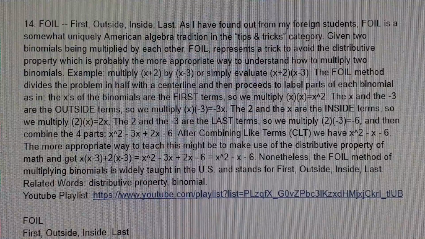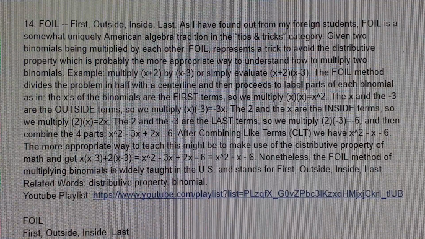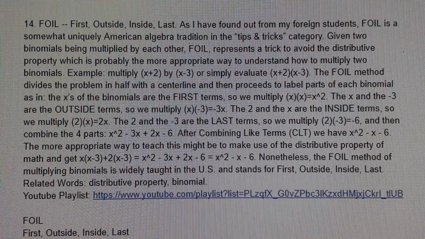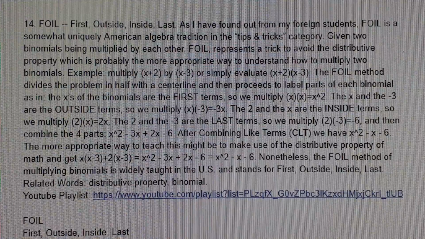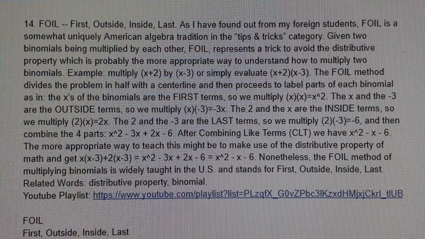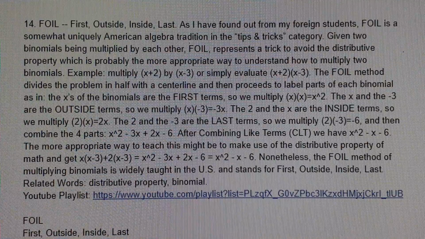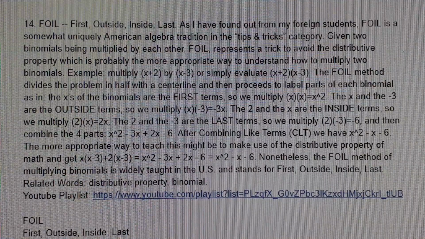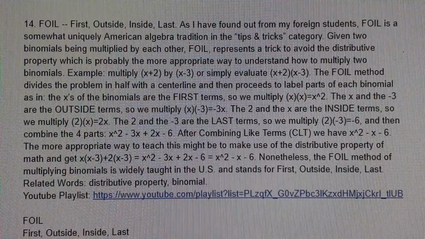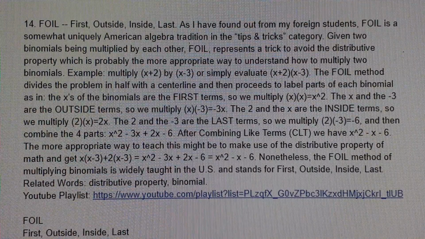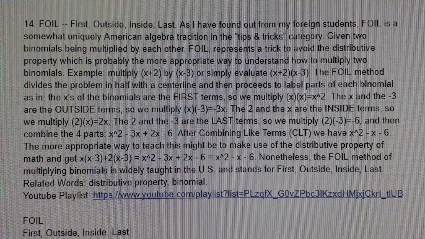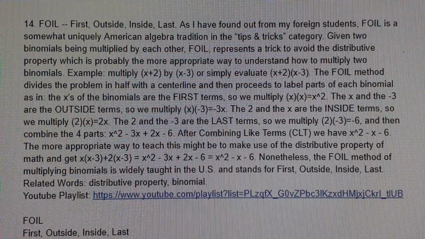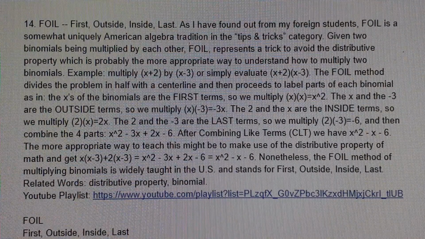The x and the -3 are the outside terms, so we multiply x times -3, which equals -3x. The 2 and the x are the inside terms, so we multiply 2 times x, which equals 2x. The 2 and the -3 are the last terms, so we multiply 2 times -3, which equals -6. And then combine the four parts: x squared minus 3x plus 2x minus 6. After combining like terms (CLT), we have x squared minus x minus 6.